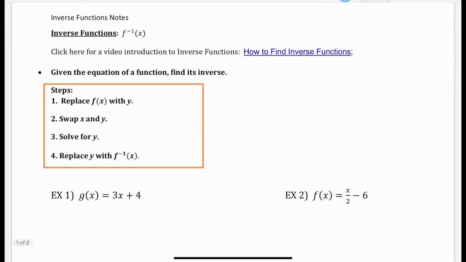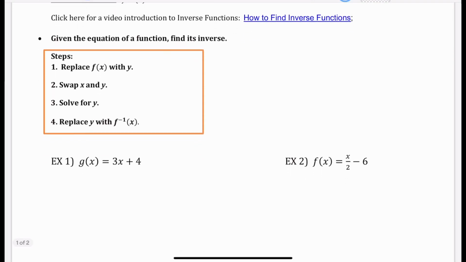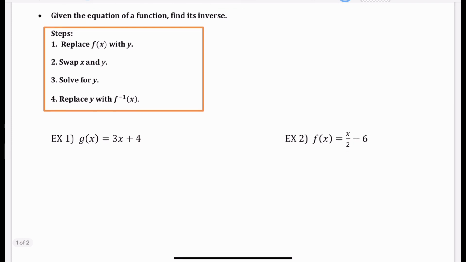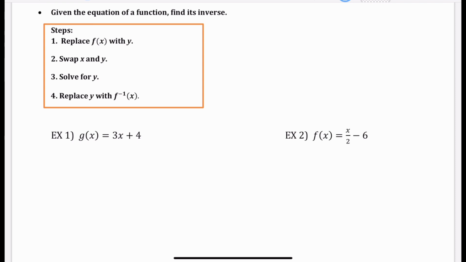In this video, we're going to look at how to find the inverse of a function given its equation. And the steps are, number one, we replace f of x with y. Number two, you switch x and y, because the general definition of the inverse of a function is to switch x with y. And number three, we solve for y. And then that will find f inverse of x. So number four, you replace the y with f inverse of x.